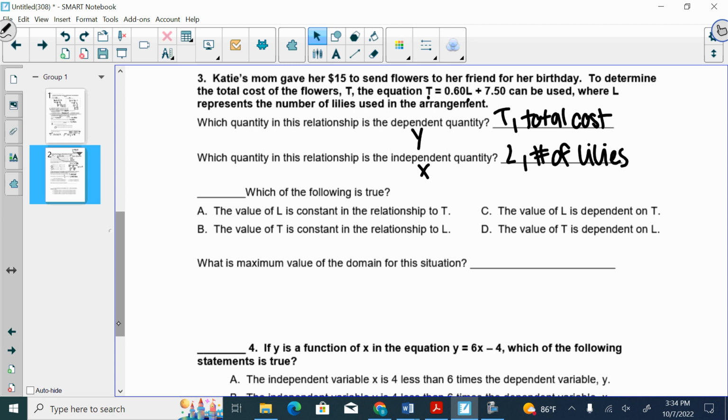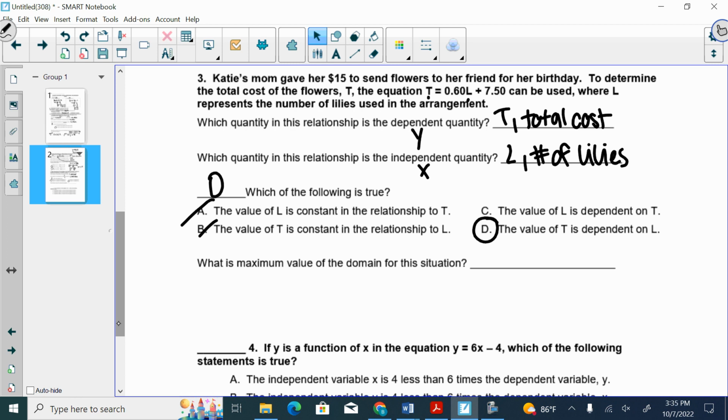Now they ask which one of these is true. The value of L is constant to the relationship T. The value of T is constant to the relationship L. Well, neither one of those said anything about being constants, right? They said they're independent and dependent. We can go ahead and mark those two out. C says value L is dependent on T. D says T is dependent on L. So which one is dependent on which? T on L, right? All right.